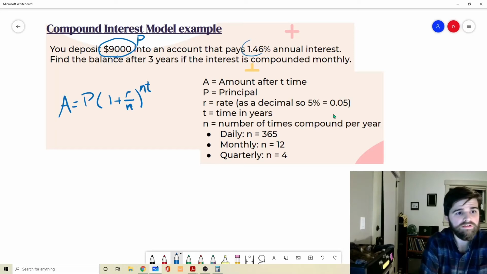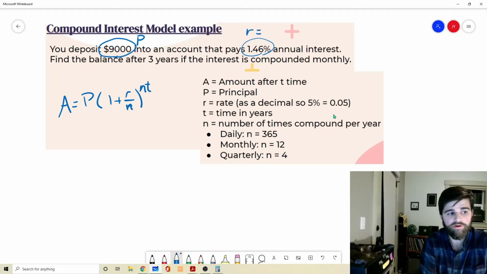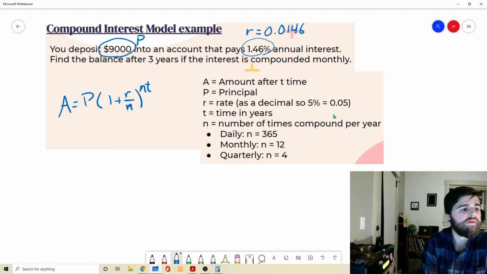Our rate is 1.46%. And we can't put in 1.46 into our equations. We have to turn that into a decimal. So percent means per 100. So we're going to take this number and divide by 100. So we get 0.0146. And we're looking for the amount of money after 3 years. So that's T, 3 years. And the interest is compounded monthly. So that means we're going to do this calculation 12 times a year. So we can see that N stands for how many times per year. So N is going to be 12.